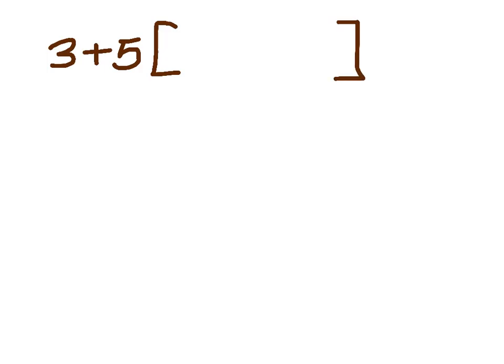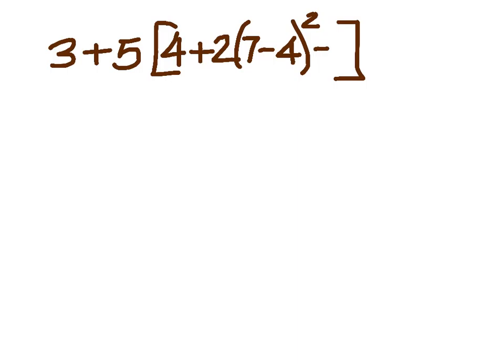A bonus problem while we're waiting on the practice to come in. 3 plus 5 times the quantity of 4 plus 2 times the quantity squared of 7 minus 4. Close the quantity, subtract 5, close the larger quantity, and then subtract 2 times 3.